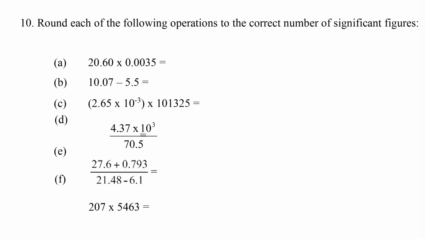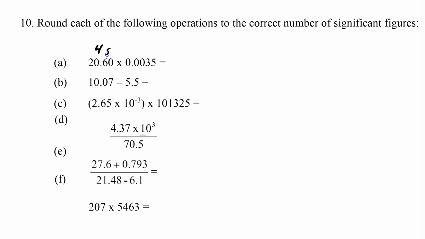Round each of the following operations to the correct number of significant figures. We got 6 calculations here with a variety of different types of operations to drill our significant figures. Our first one, 10a, we have a multiplication here. So we're just going to look at the number of significant figures in each of the numbers.